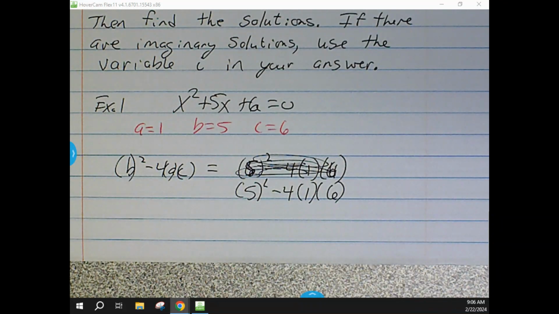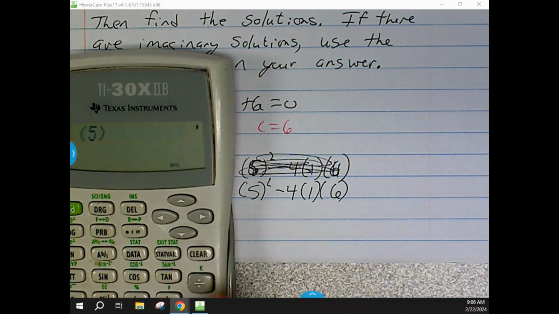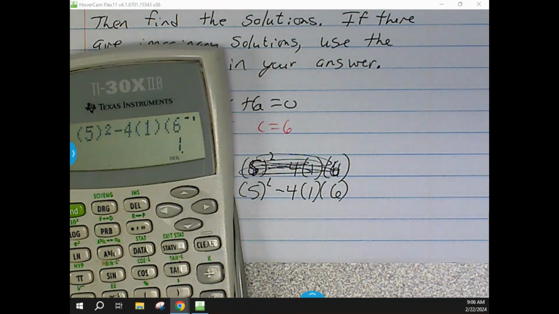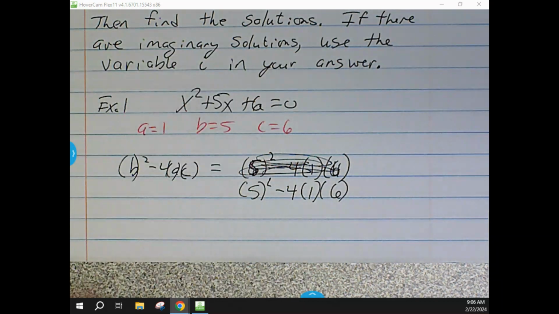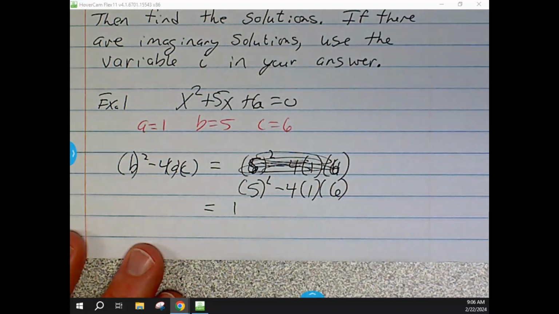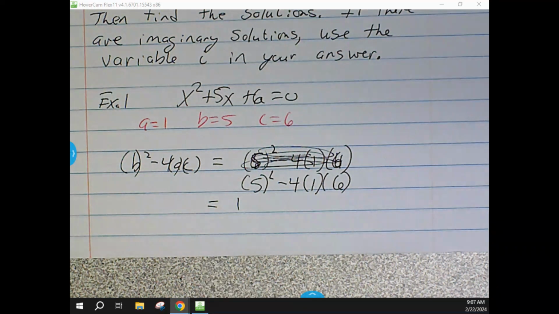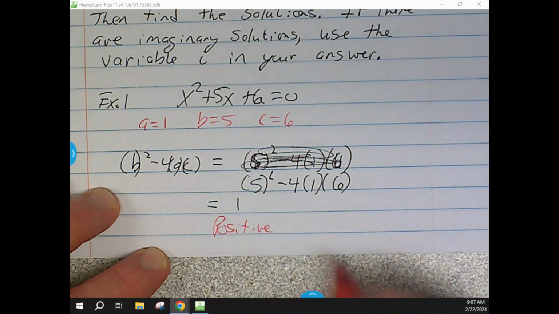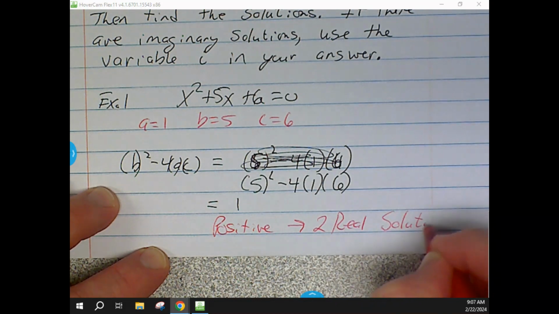Okay, and again, with the parentheses, if you're not a big fan, if you're like, I'm going to mess up numbers, use your calculator to plug it all in. That is parentheses, 5 squared minus 4 times 1 times 6. And conveniently on this one, the answer comes out to be 1. Okay, so the answer is 1. 1 is positive, and because the answer is positive, that means we're looking for 2 real solutions.